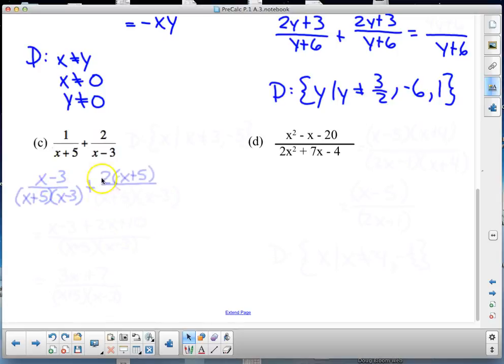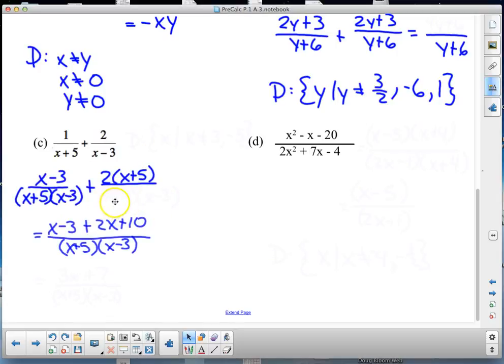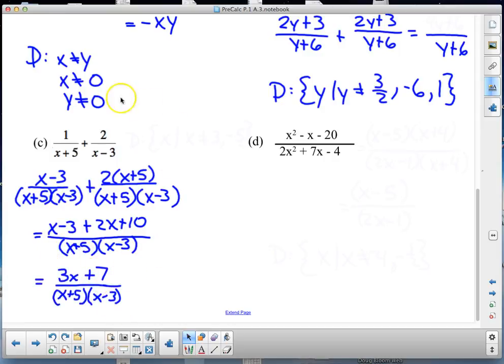Now, keep in mind, by combining like terms here, I'm going to be able to have 3x plus 7 on top all over x plus 5 times the quantity x minus 3 in the bottom. So I get to take this, and it reduces to this, or I should say they combine to this. And then I have restrictions that x can't be negative 5 and x can't be 3, just like the way it was at the beginning. So my domain for x, such that x cannot be 3 or negative 5.